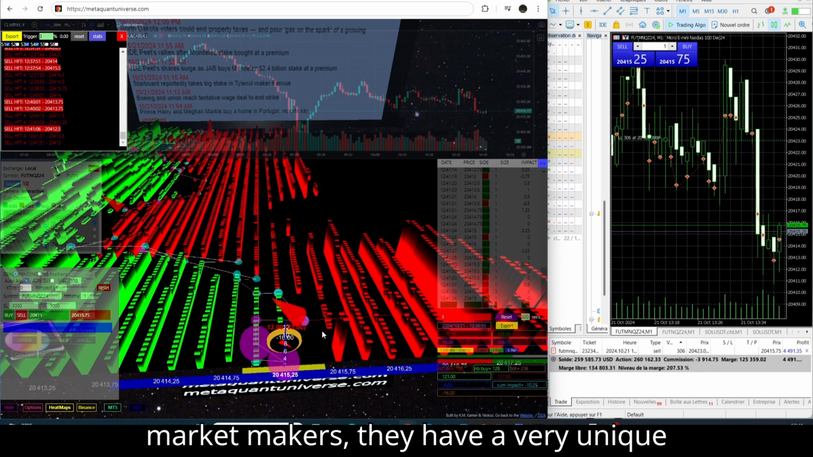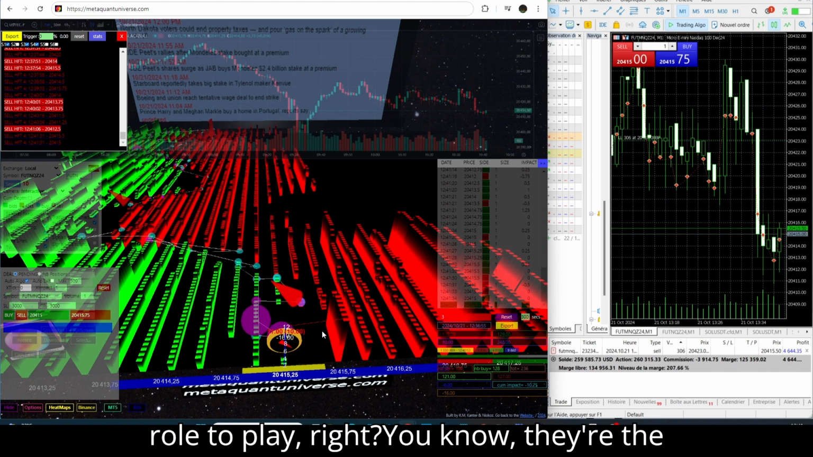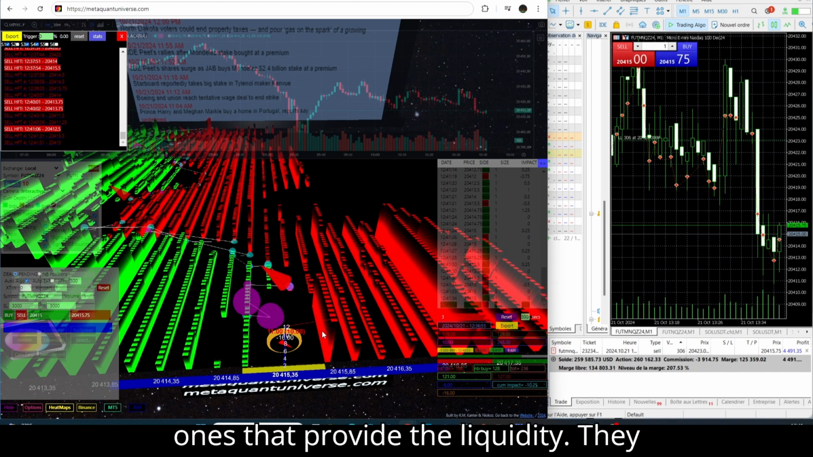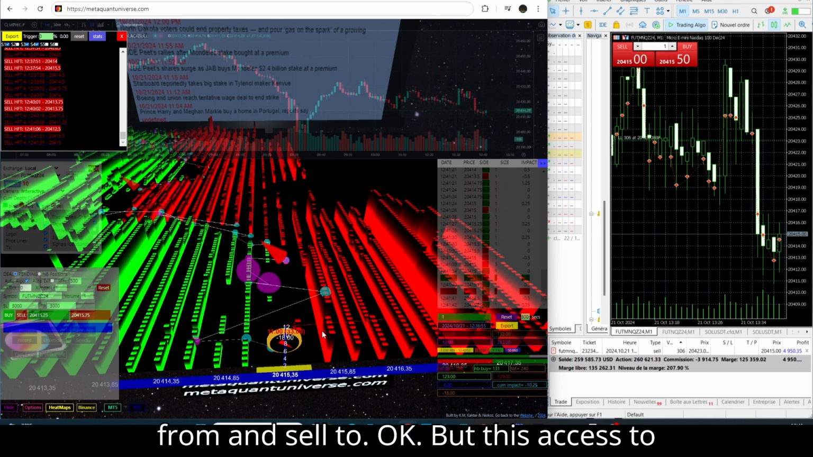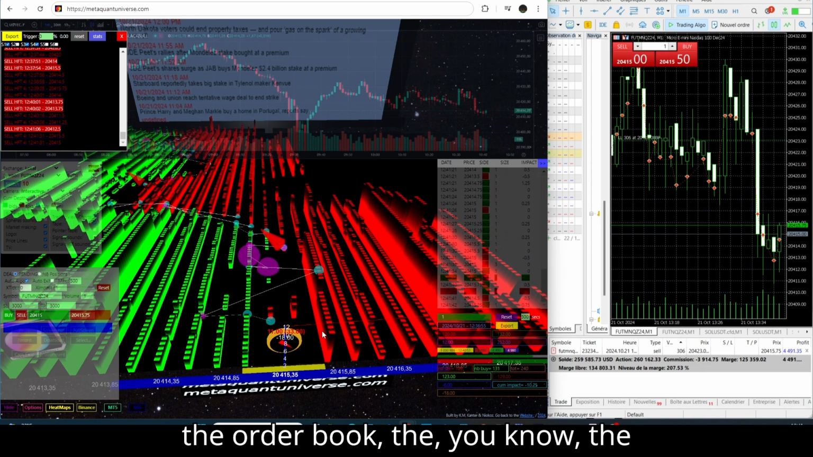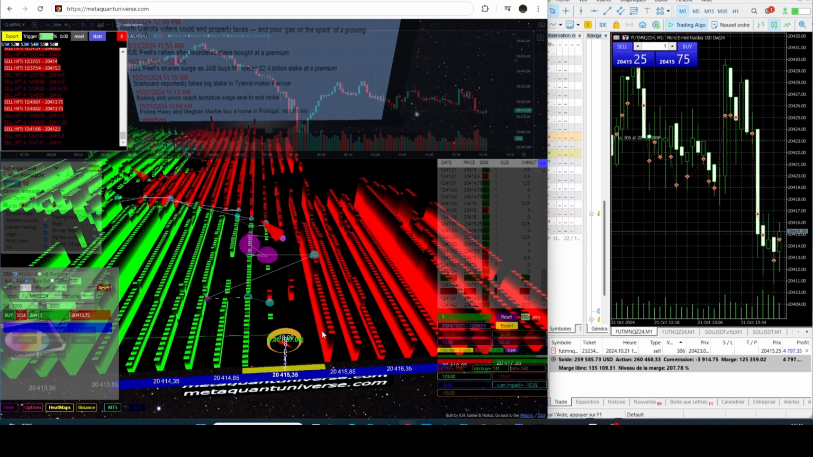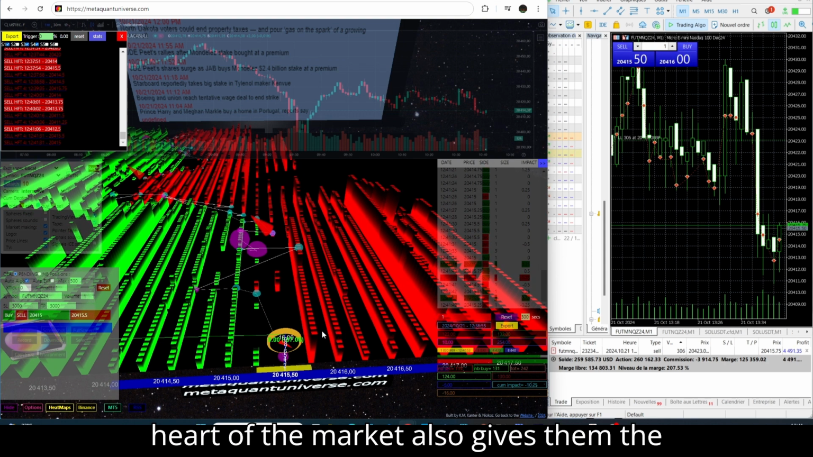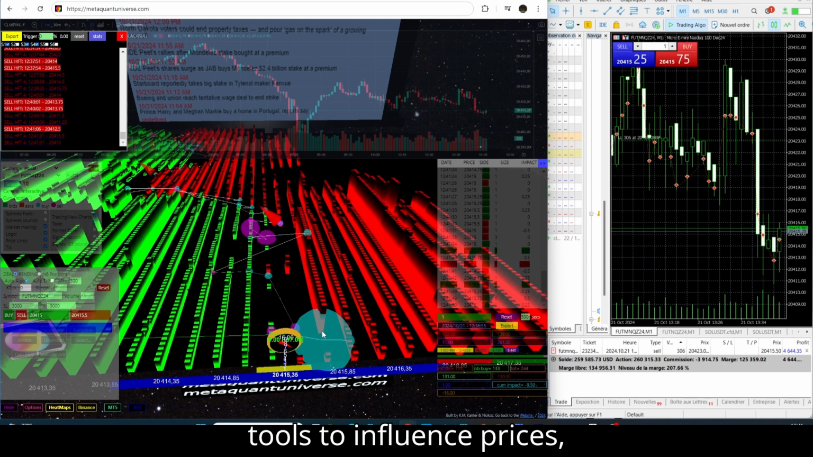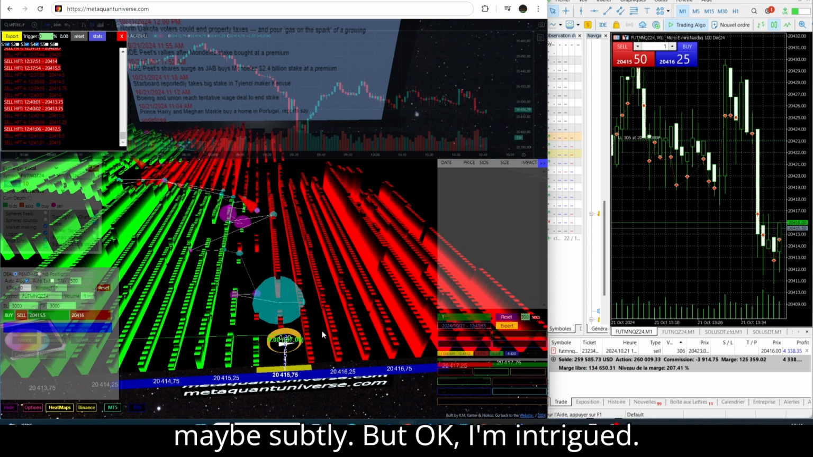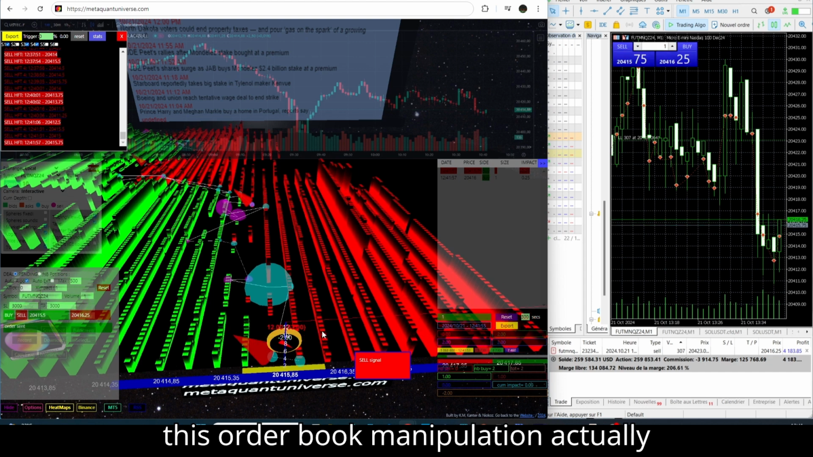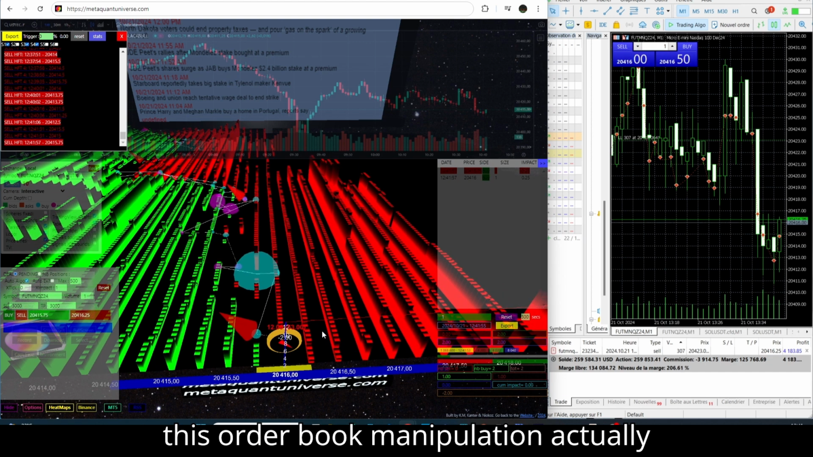So market makers have a very unique role to play. They're the ones that provide the liquidity. They make sure there's always somebody to buy from and sell to. But this access to the order book, the heart of the market, also gives them the tools to influence prices. Maybe subtly. Okay, I'm intrigued. So break it down for me. How does this order book manipulation actually work?